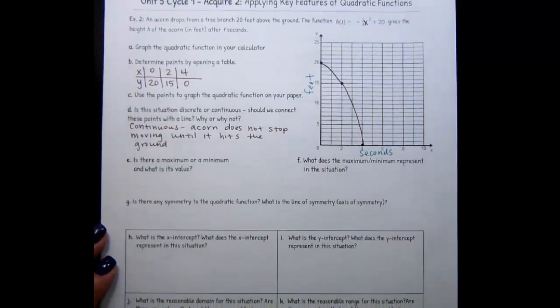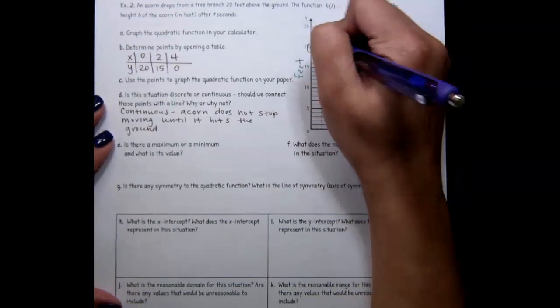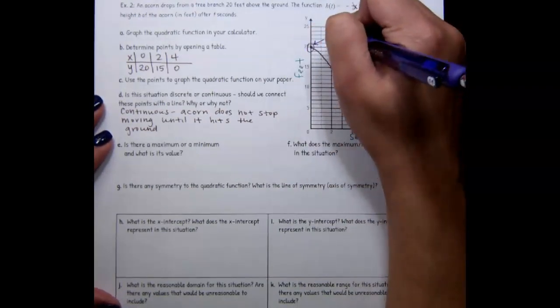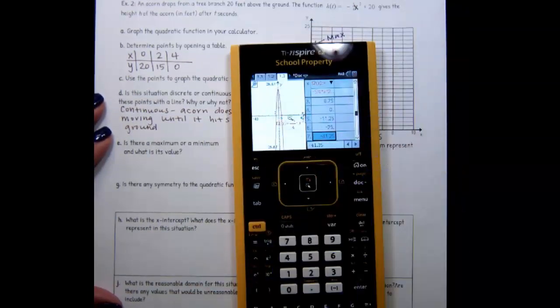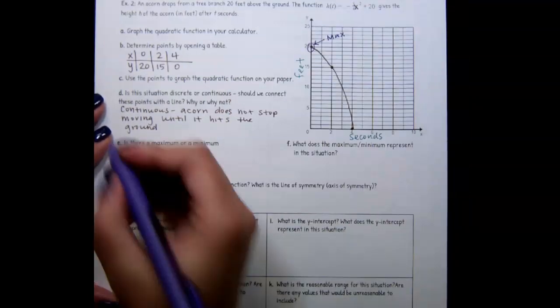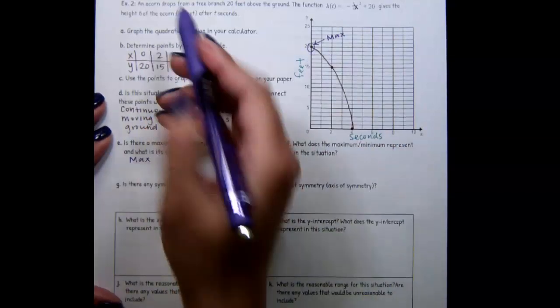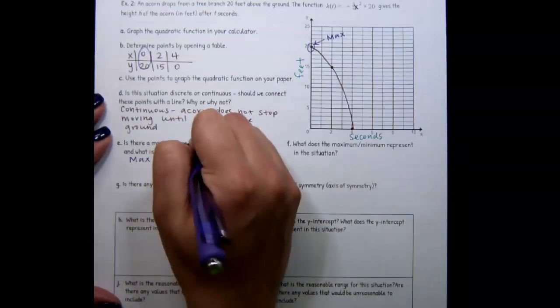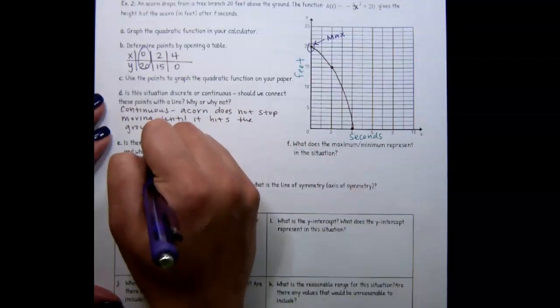So is there a maximum or a minimum? Well, on our graph, in our calculator, we saw that there was a maximum. So my maximum is this point right here. Remember, we're only seeing half of it on our paper. But in our calculator, we know that it is a full parabola, and that is a maximum. So it has a maximum. That ordered pair is this first point, so that's my maximum. It is 0, 20. What is the value? 20 feet.